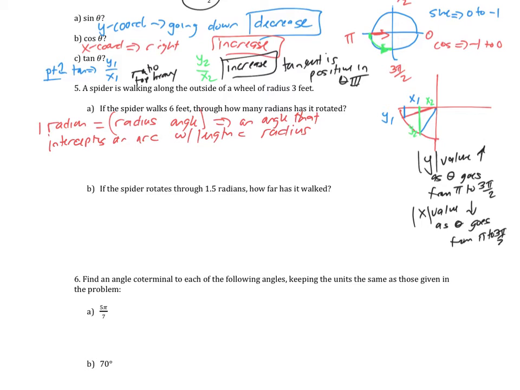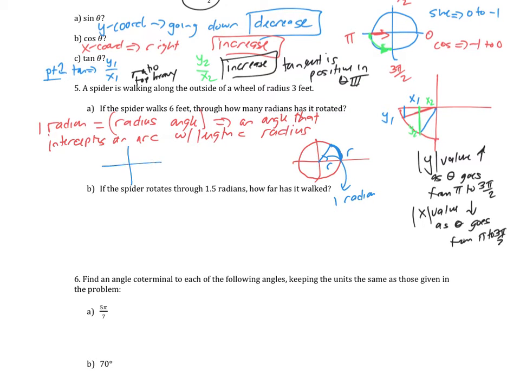Okay, so if you travel an angle of 1 radian, this is what we did the first day, actually, we watched a video of that. So if I have an angle of 1 radian, that means this arc length is equal to the radius of the circle. That's what we have to understand to do this problem. So let's look at this problem. The spider walks 6 feet. Through how many radians has it rotated?